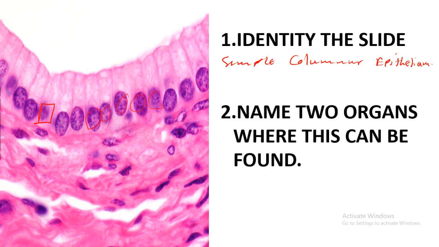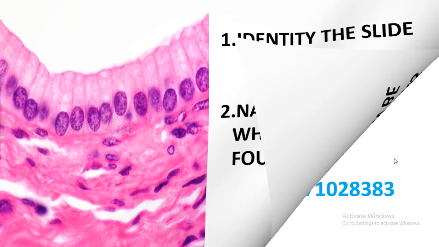Name 2 organs where this can be found. Specifically, you can talk about the ileum, the duodenum, the jejunum; you can talk about a lot of organs which have a simple columnar epithelium.